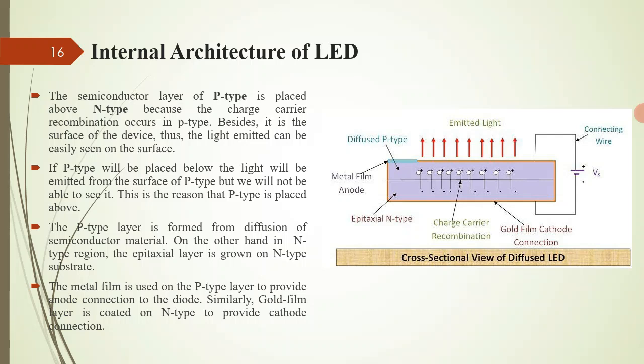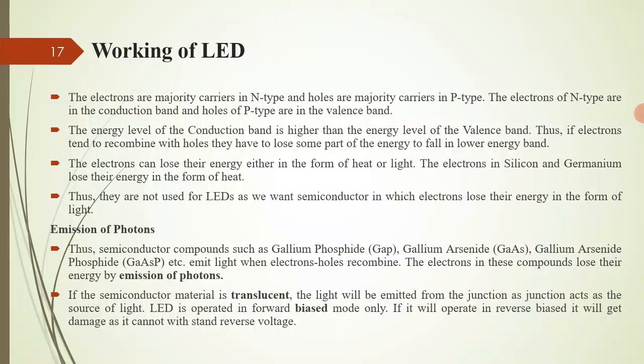The P type is formed from a diffusion of the semiconductor materials. On the other hand, in the N type region, the epitaxial layer is grown on the N type substrate. The metal film on the P type layer provides the anode connection to the diode. Similarly, the gold film layer is coated on the N type to provide the cathode connection.